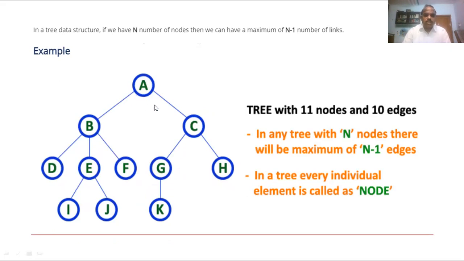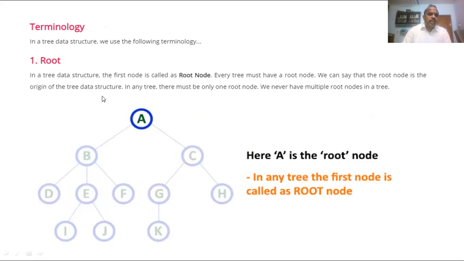A is the topmost node, that is called the root. In a tree data structure, the first node is called the root node. Every tree must have a root node. We can say that the root node is the origin of the tree data structure.